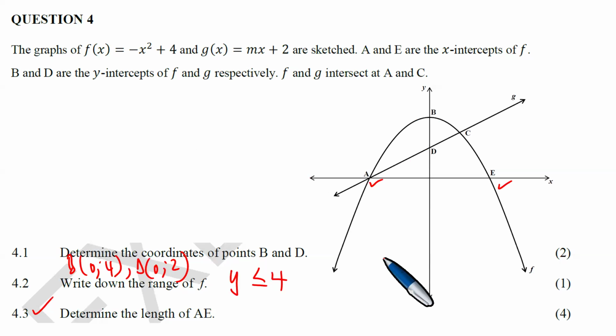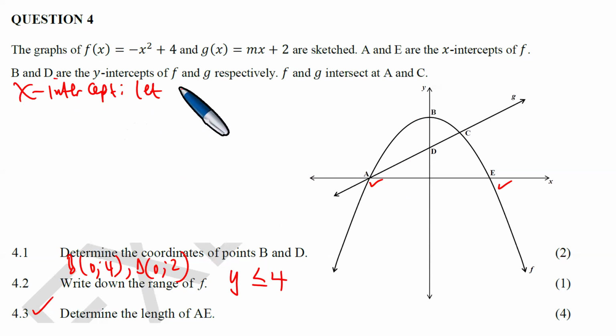y is 0 because it's actually the y axis. Well done. So y is 0. At this point, to find the length of AE, A and E are x-intercepts. So we're going to deal with the x-intercepts, because A and E are x-intercepts. For the x-intercepts, you let y be equal to 0.